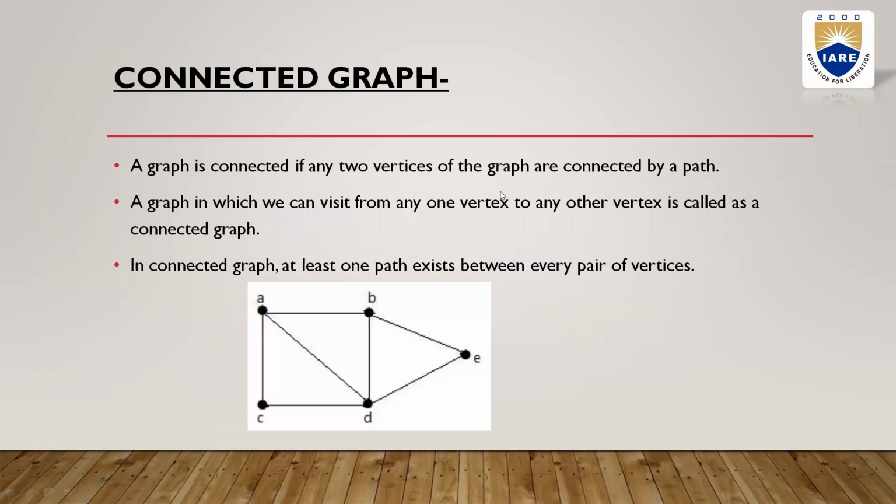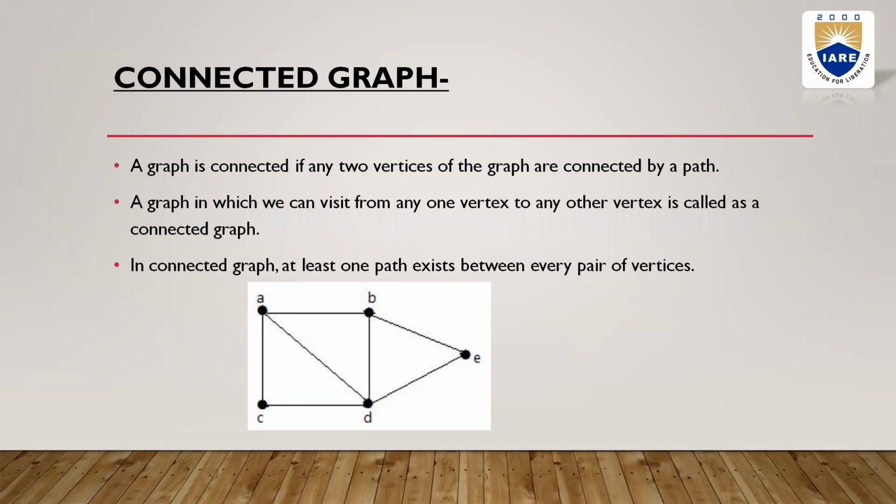First of all, we see what is connected graph. A graph is connected if any two vertices of the graph are connected by a path. It is called connected graph. A graph in which we can visit from any one vertex to any other vertex is called a connected graph. In a connected graph, at least one path exists between every pair of vertices.